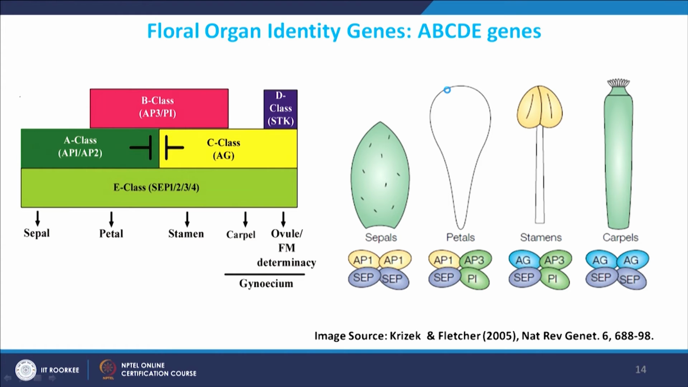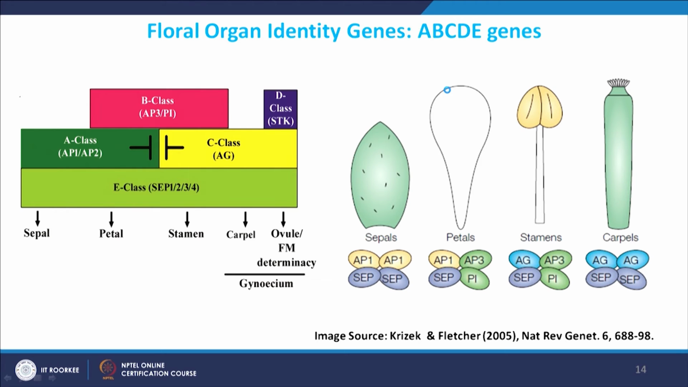So there are three classes of genes, A, B, C, and they are expressed in an overlapping manner. A class genes get activated in the sepal and continue in the sepal and petal primordia. B class genes get activated from the petal and are in the petal and stamen primordia, and C class genes get activated in the stamens and carpel primordia, whereas E class genes are expressed everywhere.